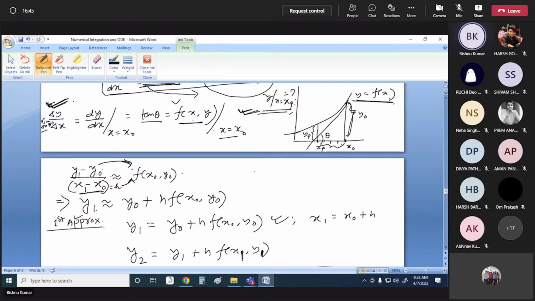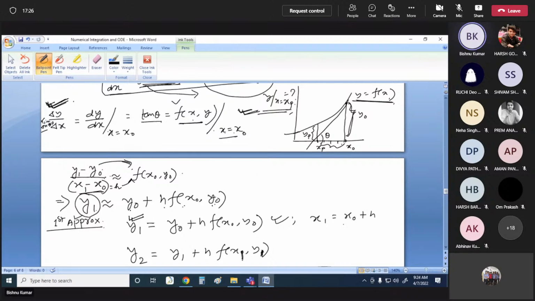So I may write y1 exactly equals, because this is the approximation value, so I am omitting this, and I write y1 equals y0 plus h f of x0 y0. In the original question, x0 and at that point y0 are given. So f of x0 y0 you can calculate from this question. h you can calculate, and y0 is given. So with the help of this you can calculate y1.